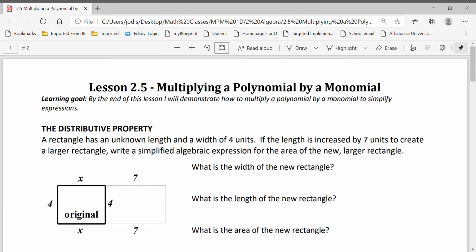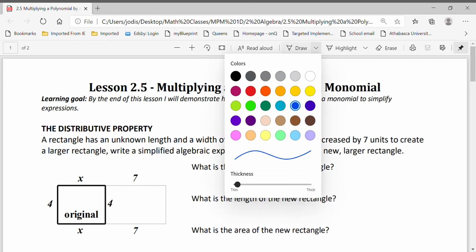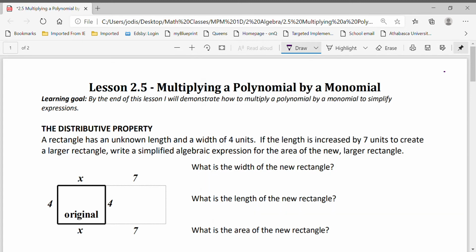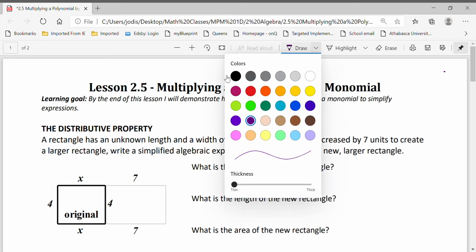Hey, hi everyone. Lesson 2.5, multiplying a polynomial by a monomial. By the end of the lesson, you should be able to multiply a polynomial by a monomial and simplify your expression. To be able to do that, we're going to have to look at what's called the distributive property.